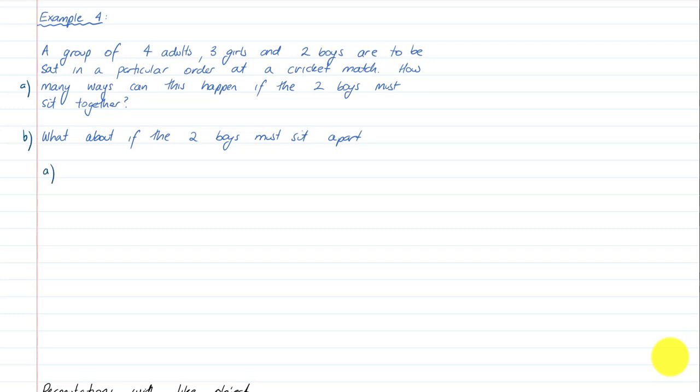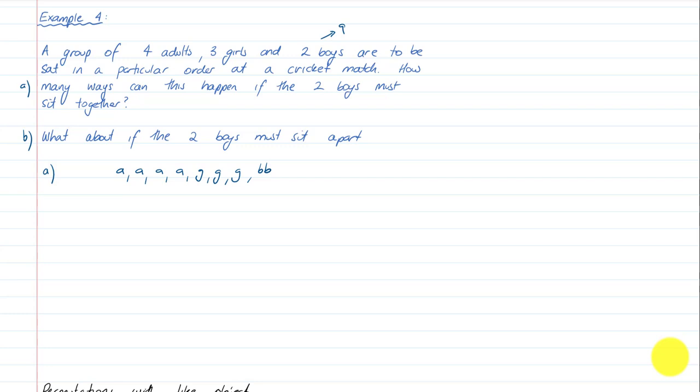In part A, the 2 boys must sit together, which means that currently there are 9 people going, but we're going to deal with it as an 8 object situation. So we've got adult, adult, adult, adult, girl, girl, girl, and then the 2 boys sitting together. And to calculate this, we have to start thinking about some technicalities, possibly considering cases or how this might actually work.